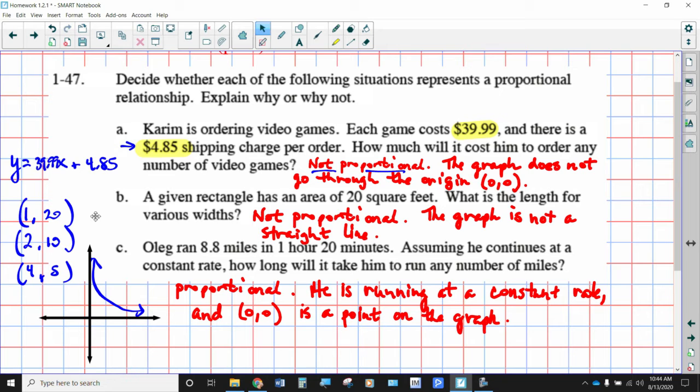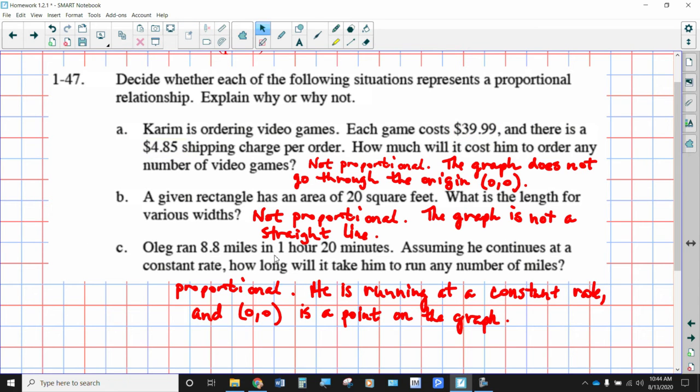You can't have the area of a rectangle have either the base or the height be 0. That would be impossible. And then Oleg ran 8.8 miles in 1 hour and 20 minutes. Assuming it continues at a constant rate, that's the key to the straight line. How long would it take him to run a number of miles?